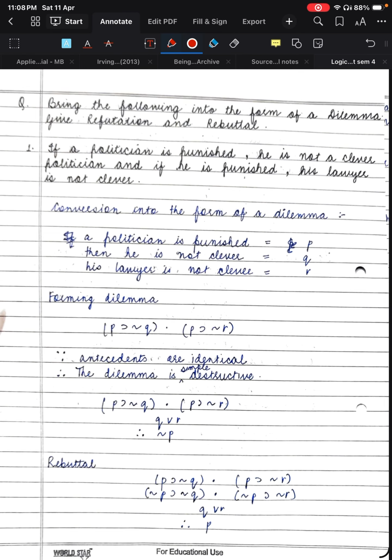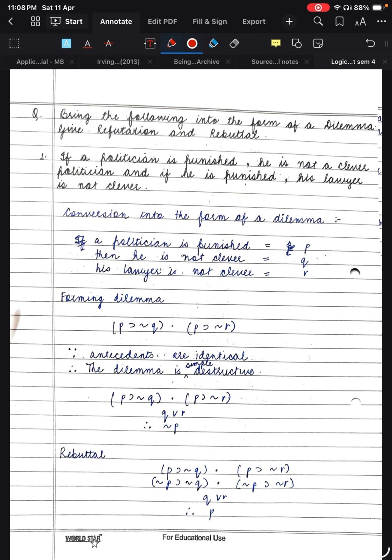Okay. So now coming to your assignments. The question is given to you, and now you have to bring it into form of dilemma and do refutation and rebuttal. So same thing that we discussed. First step is to identify the propositions. You have a politician is punished. He is clever politician. Okay, remember not to include the negation inside the proposition. Then you have again he is punished, and then his lawyer is not clever. His lawyer is clever will be the proposition without the negation.